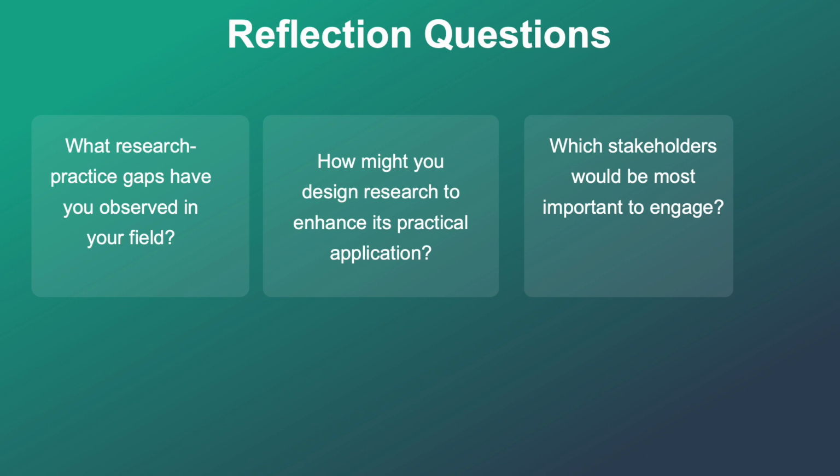As we close, I want you to reflect on 3 critical questions. First, what research practice gaps have you observed in your field? Think specific. What discoveries aren't reaching practice? What practices continue despite contrary evidence? Second, how might you design research to enhance its practical application? Based on today's models and strategies, what would you do differently?